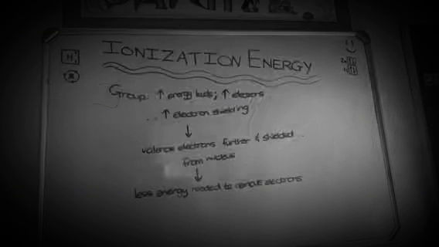As we move from top to bottom down the groups, the energy levels and electrons of the atoms increase, which increases the strength of electron shielding. The valence electrons are now further from the nucleus, which increases the strength of shielding further. So therefore, less energy is required to remove electrons.